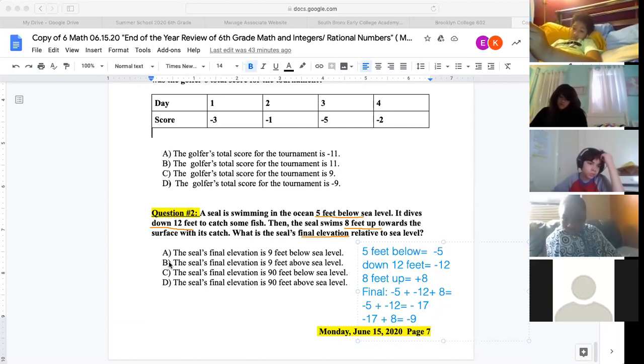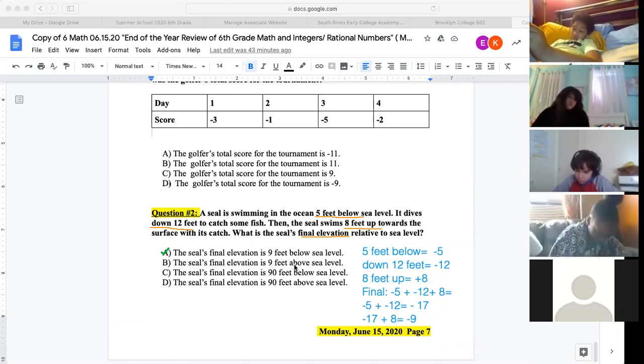What does A say? A says 9 feet below. And we got -9, so is that true? Yes. And B says 9 feet above, is that true? No. The next one, C says 90 feet below, does that make any sense? No. And then it says 90 feet above, does that make any sense? No. There you have it. There is your answer to question 2.